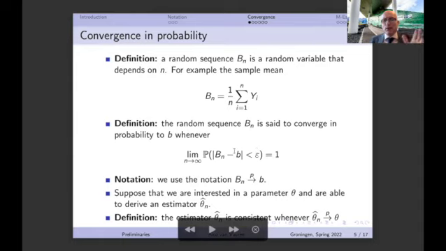And then it's always possible to choose an n for which the difference between bn and b is smaller than this epsilon, whenever n is larger than that particular value. To give you an example, suppose we have 1 over n. We know that 1 over n converges towards 0, so this small b is equal to 0.